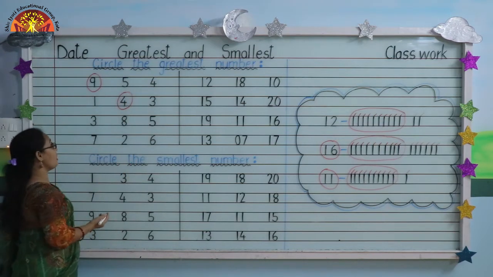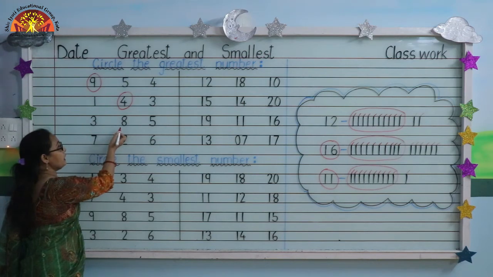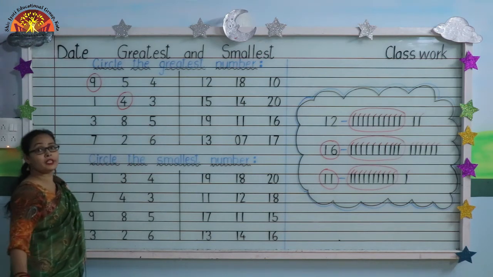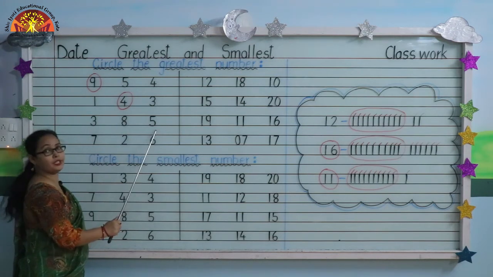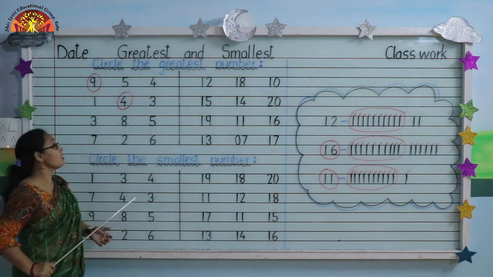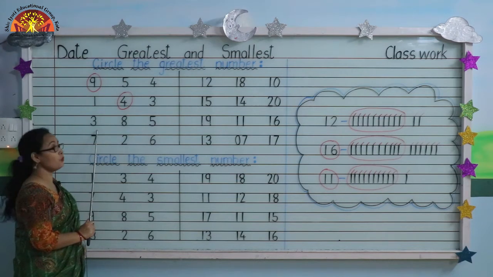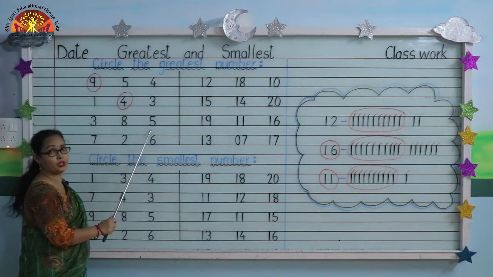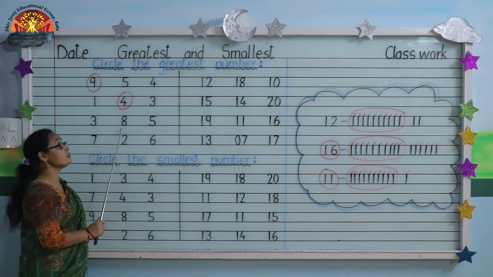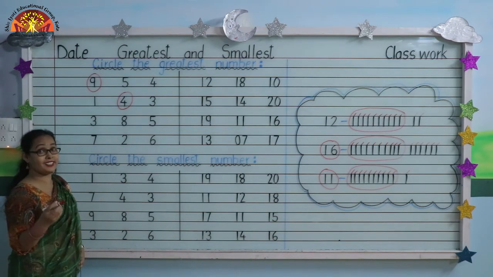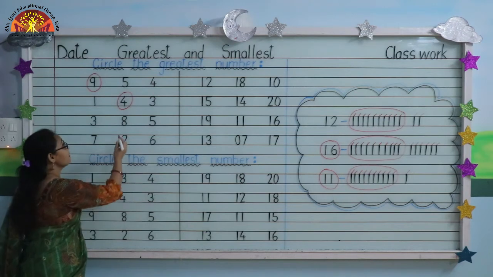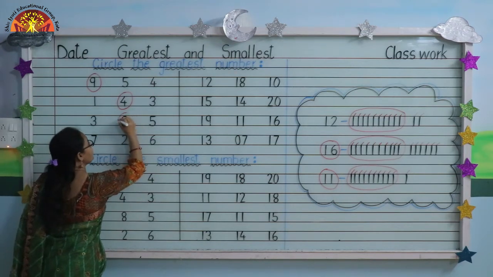Next given numbers are 3, 8, 5. Kids, now you tell me which is the greatest number over here. Is it 3? No. Is it 5? No. Is it 8? Yes. Now we will circle the greatest number like this.